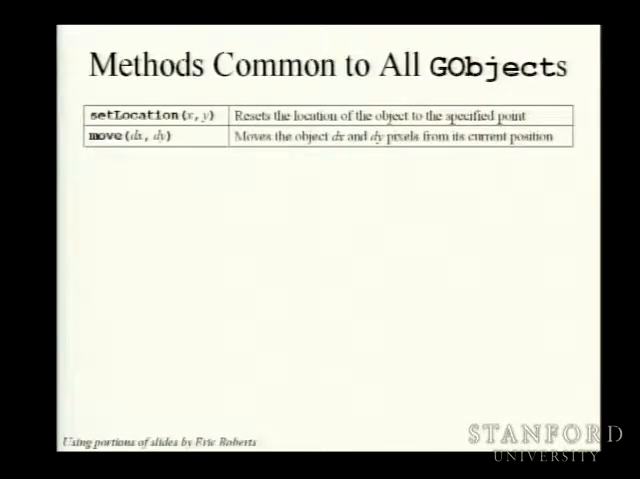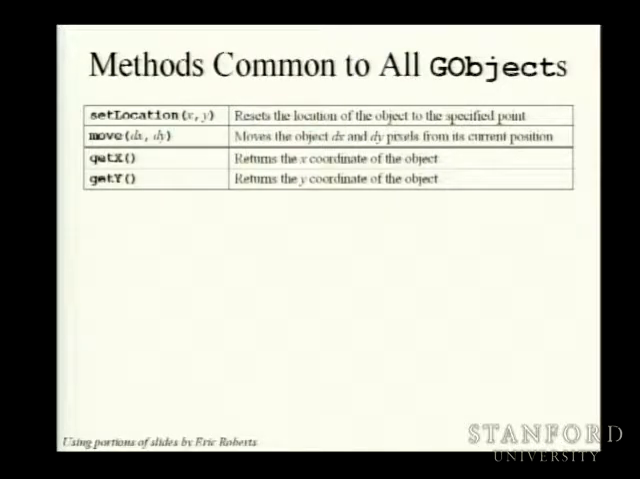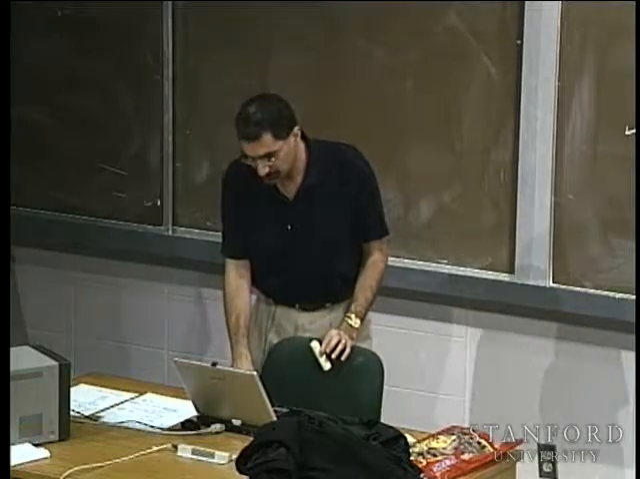Okay? So a lot of these you've seen before. setLocation for an object, you set its x and y location. Move, which you set its offset by some dx and dy, which is just how much in the x direction and how much in the y direction your object should move. That's real useful for animation, and I'll show you an example of that in just a second. Okay? getX and getY. This just returns the x coordinate of the object and the y coordinate of the object, okay, which for example would be the upper left-hand corner for something that's large.